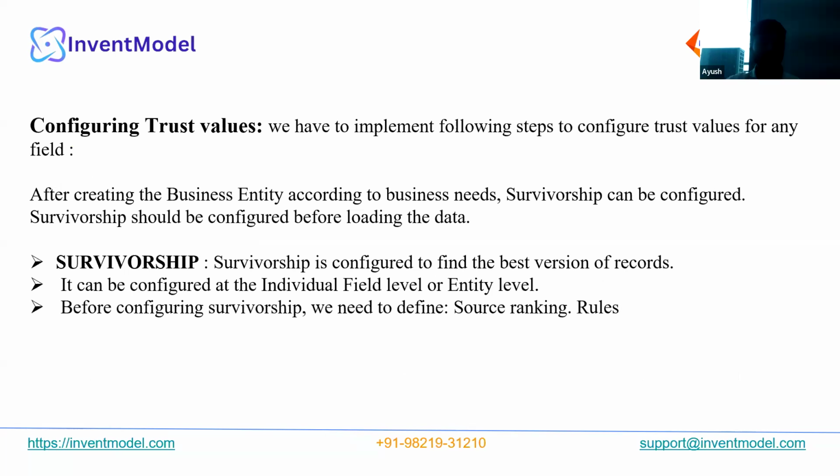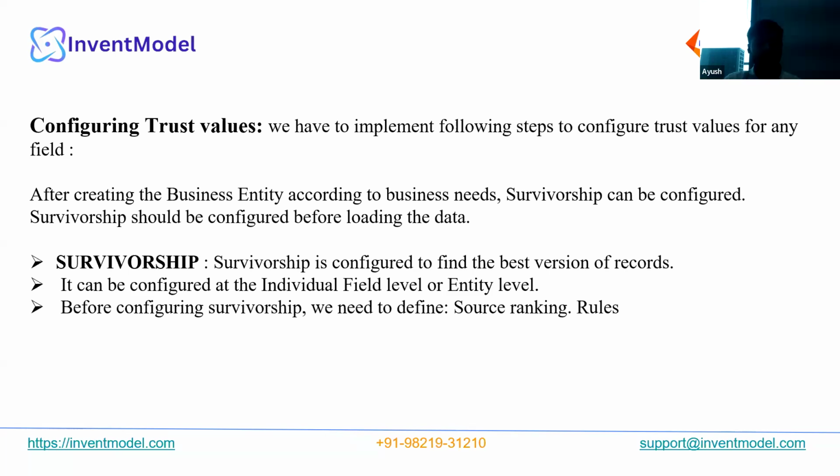So how to configure trust values in Business 360? We can implement the following steps for that. First of all, in Business 360 we have to create a business entity, and then we have to configure survivorship, through which we can define which record should survive based on the rules if we have multiple records for the same entity. So what is survivorship? Survivorship is configured to find the best version of records. As we say, if we have multiple records of the same entity, which record should be taken as part of the golden record? For that we define survivorship.